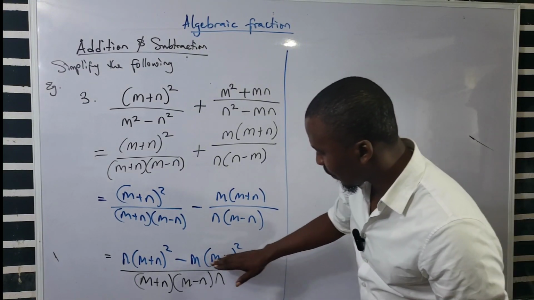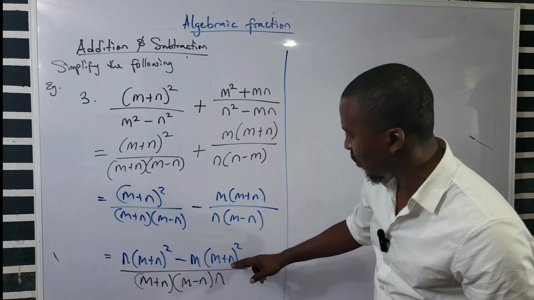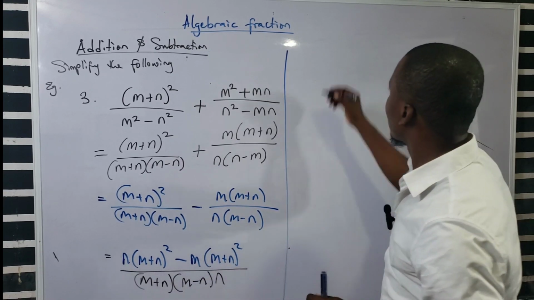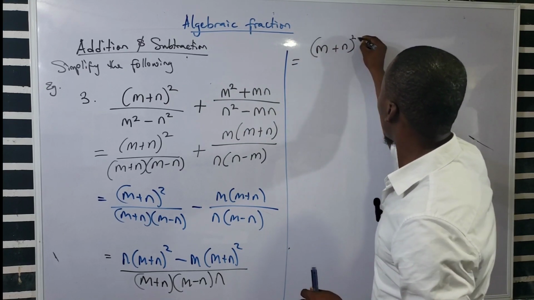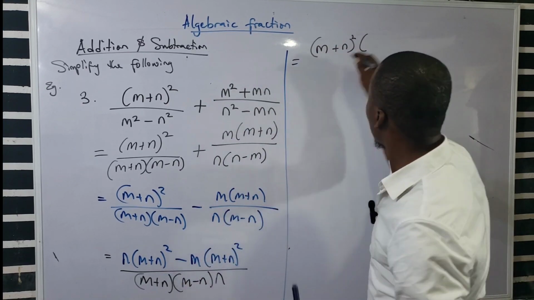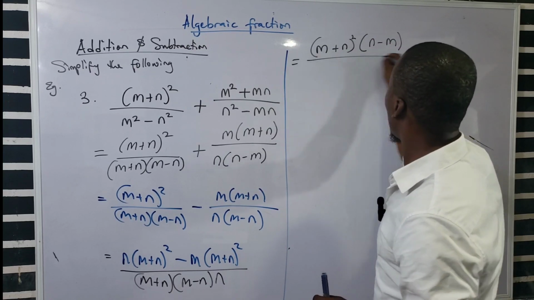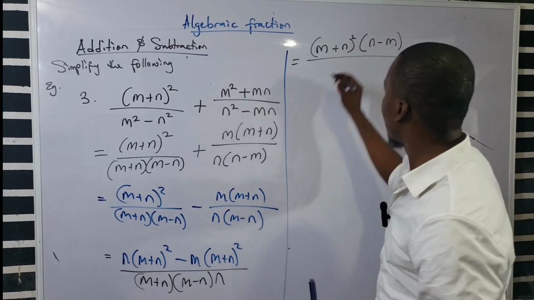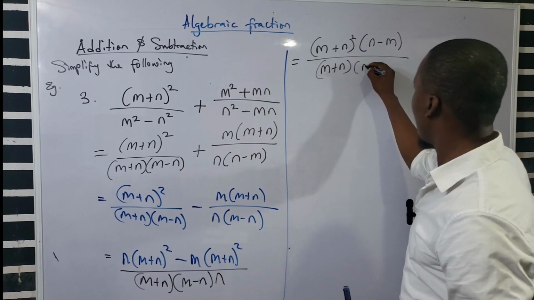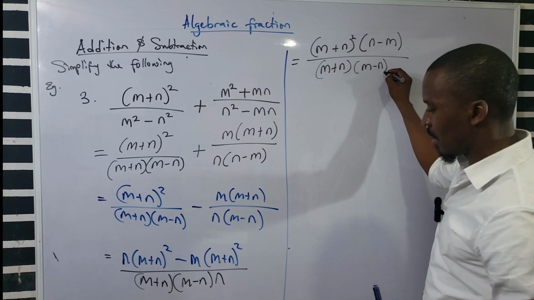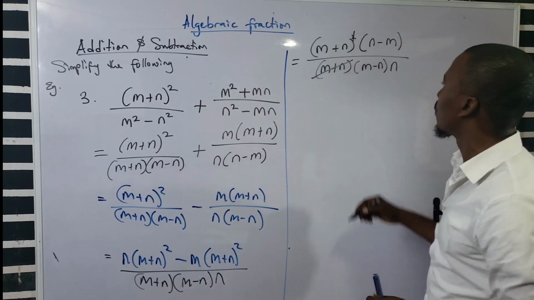So there's something common here. m plus n is common, so you can bring it out. So you have m plus n all squared. So when you do that, you have n there minus m, all over, at the denominator, you have m plus n, m minus n, and n. So this one and one of these will go.